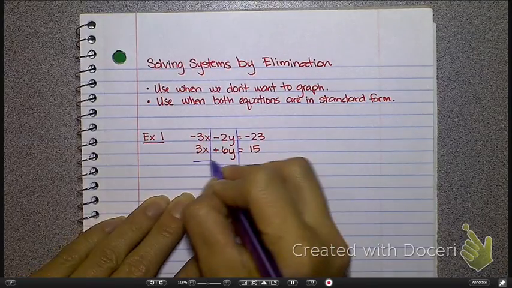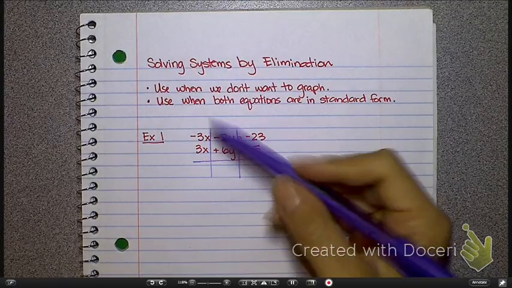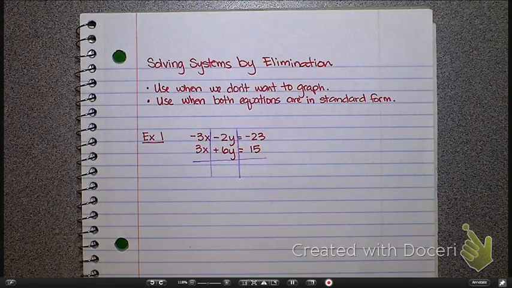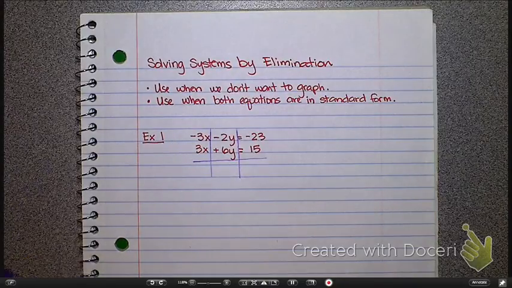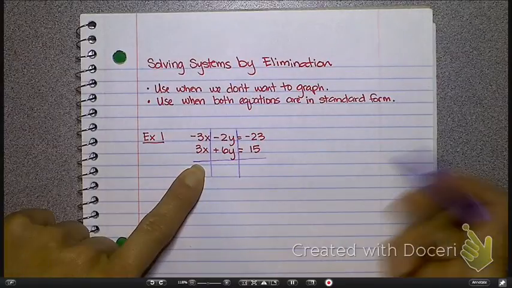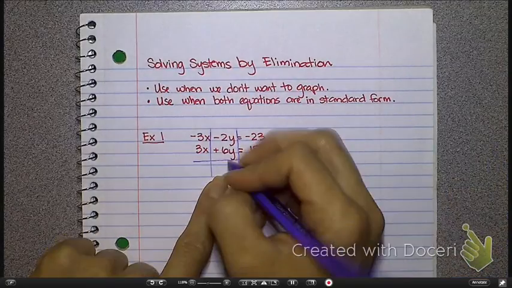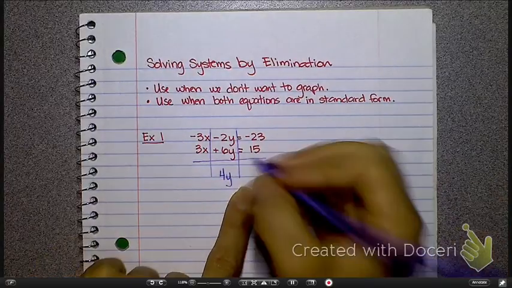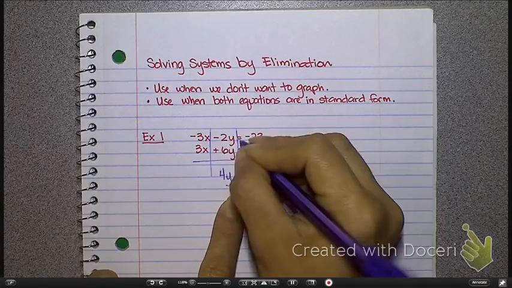Then what I do within those columns is I add the two equations together. So I add together what I have in this column, I add together what I have here, and I add together what I have here. Now when I say add, you still have to use your integer rules, okay? Because what's negative 3 plus 3? 0, right? So this is 0, so I'm not going to write anything here. Okay, what is negative 2 and positive 6 when I put them together? Positive 4. Okay, and then what is negative 23 and 15? That's negative 8. Okay, now I'm going to drop down my equals sign.